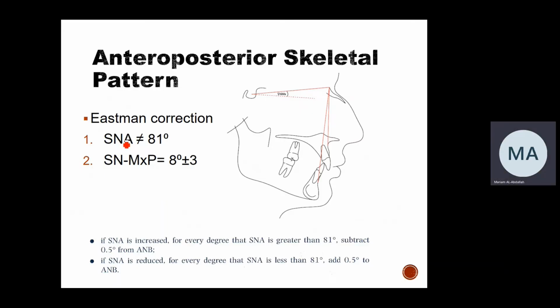Now, if both conditions were met, how can we apply Eastman correction? If SNA for my patient is increased, more than 81, then for every degree that SNA is greater than 81, we subtract half degree from the calculated AMB. Vice versa, if SNA that is measured for my patient is reduced, less than 81, then for every degree that SNA is less than 81, we add half degree to the AMB.